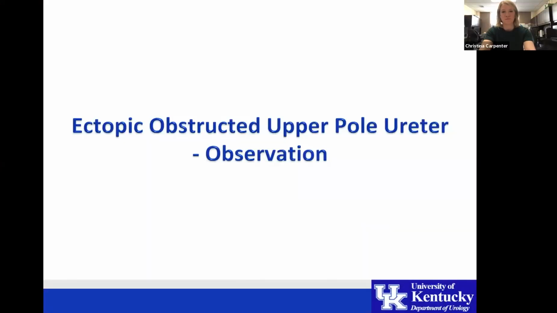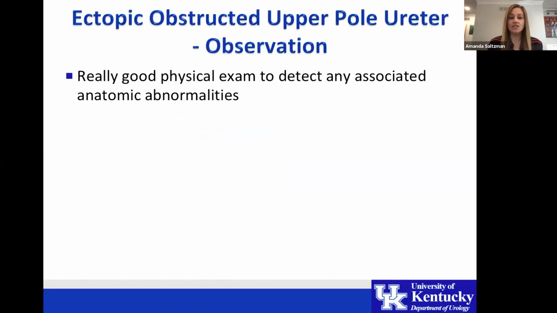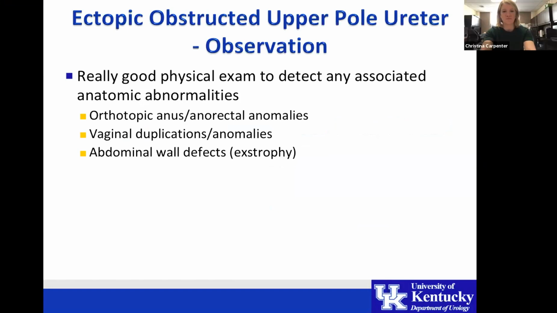Okay, so for this one, I'm talking about observation initially. When you first see this patient, you want to make sure you do a really good physical exam, because there can be a lot of associated anatomic abnormalities with collecting system and renal duplications. So you want to look for anorectal anomalies. Most importantly, probably you want to look for vaginal duplications and anomalies because of the same embryologic origin, which we'll get into. There can be a lot of associated vaginal issues.